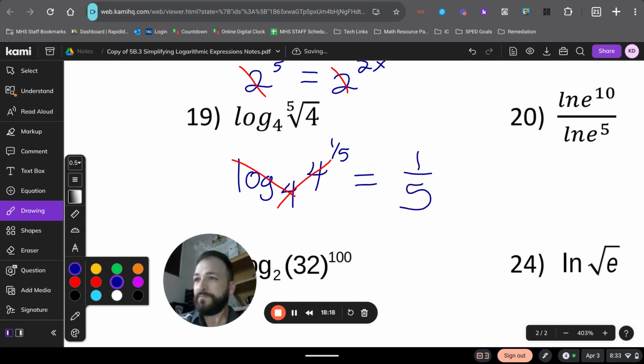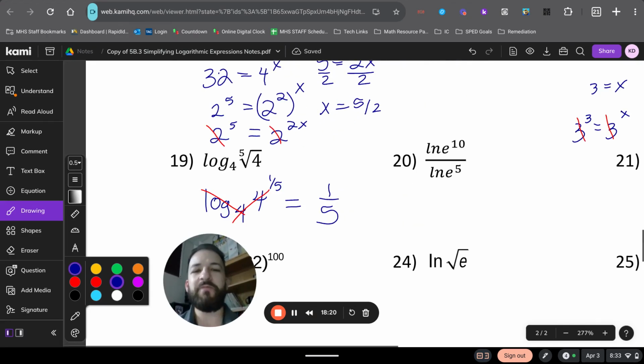1/5. So already 2 questions in, and we've applied 2 different methods to try and simplify and figure this one out. Okay, let's look at another one.